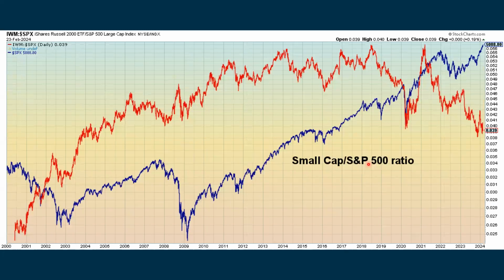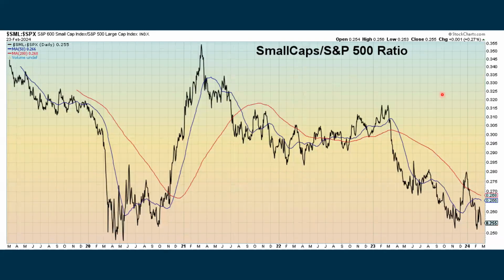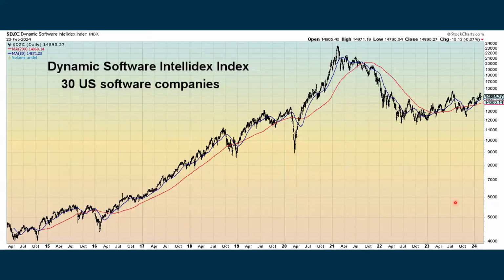Then we do a ratio with small caps. When this red line is going down, that means that the small caps are underperforming. And that's pretty much what they've been doing. We saw a nice little bump at the end of 2023. Since that time, small caps have really been under pressure. The blue line here is the S&P 500, just to give us a little thing to compare it to. And we also look at a ratio. When this is going down, that means small caps are underperforming the S&P, which is what they're doing now.